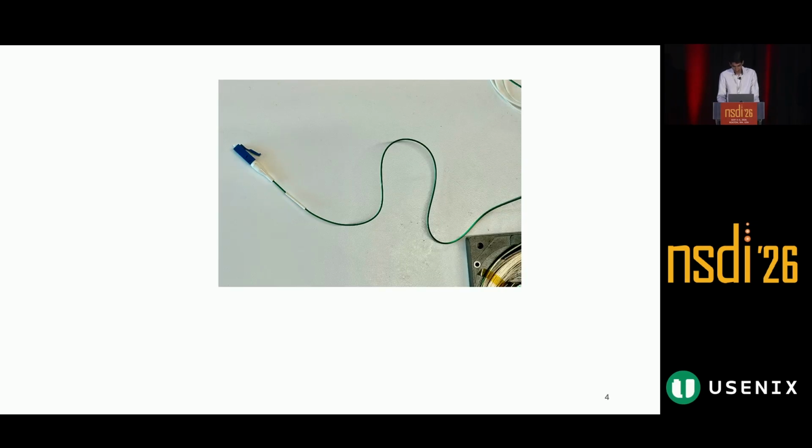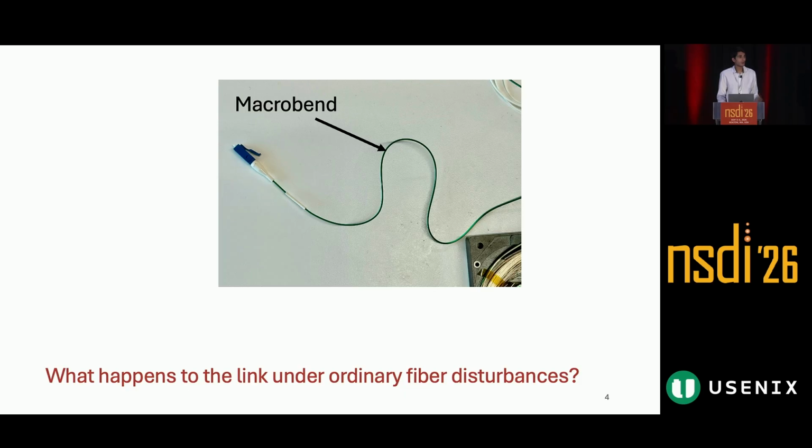However, fibers exist in the physical world and are often subjected to bends and vibrations at points along the path. This is an example of a fiber in our own lab setup, and you can see here a macro bend which arises pretty naturally. And so what we wanted to understand is what happens to the link under these ordinary fiber disturbances. It's still unknown how these disturbances would impact large link aggregation groups today.